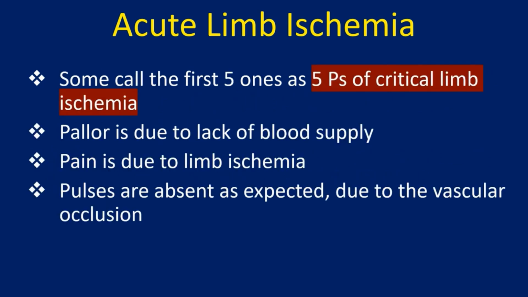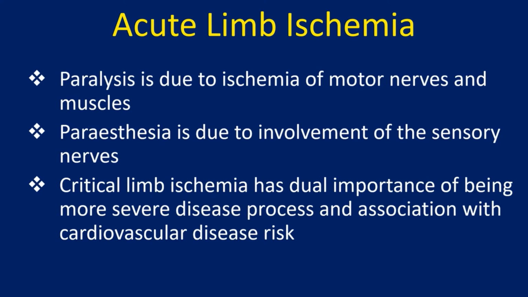Some call the first 5 the 5 P's of critical limb ischemia. Pallor is due to lack of blood supply. Pain is due to limb ischemia. Pulses are absent as expected due to the vascular occlusion. Paralysis is due to ischemia of motor nerves and muscles. Paresthesia is due to involvement of the sensory nerves. Critical limb ischemia has dual importance of being a severe disease process and its association with cardiovascular disease risk.